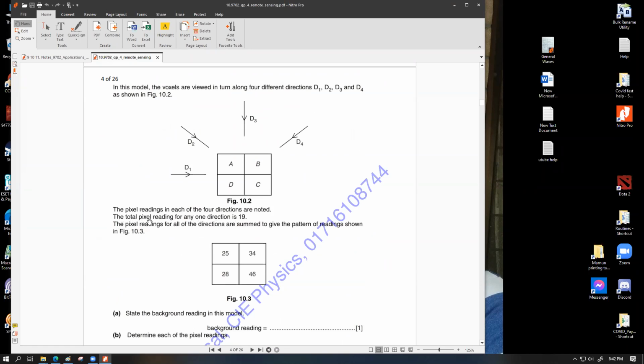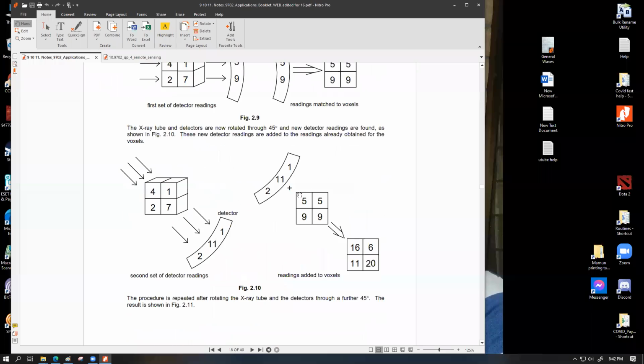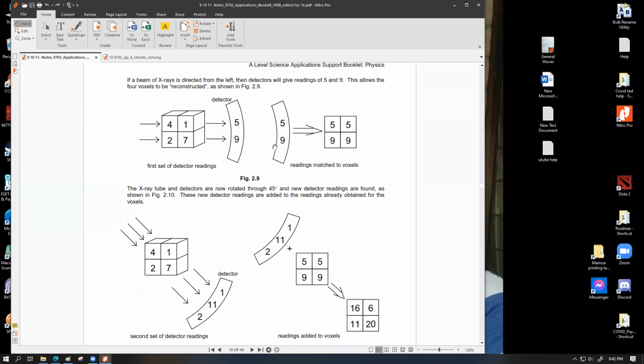This total pixel reading for any one direction is 19, this is the measure for the background intensity. So this value is already given to you. And then they are giving us the pixel readings for all the directions, summed to give the pattern of the readings shown in the figure. So in this particular question, they have given us the value of the background intensity, which for this table was 14.